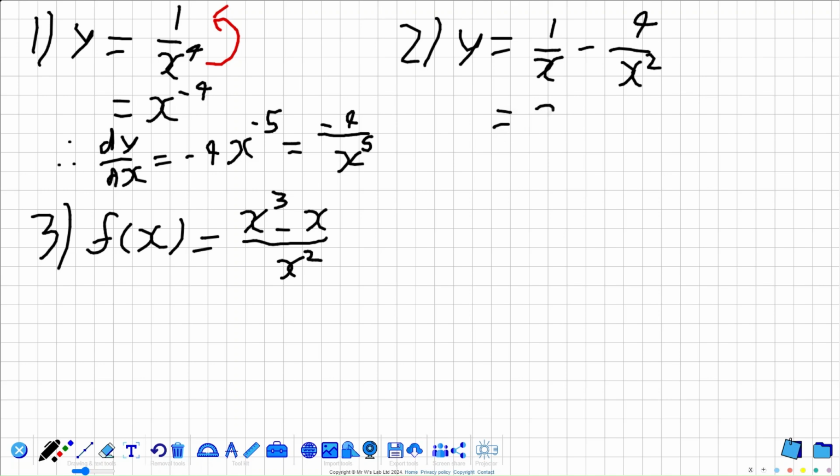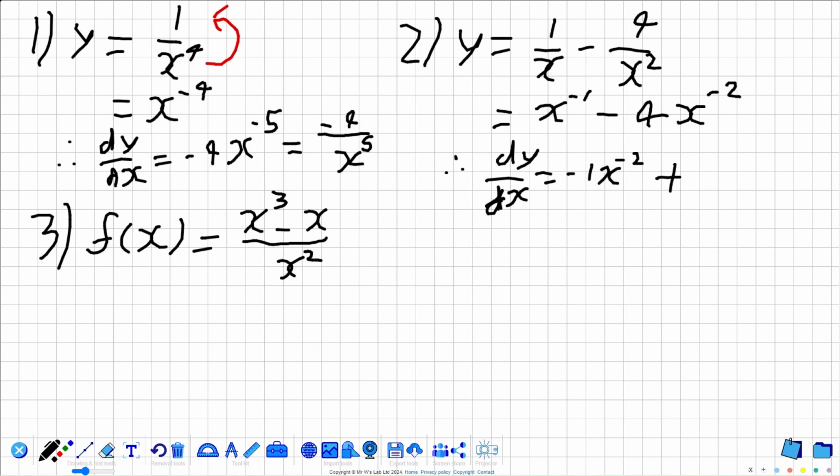So we can say this equals x to the power of negative 1 minus 4x to the power of negative 2. So therefore, dy over dx equals negative 1 x to the power of negative 2. And then we can say plus, because the two minuses there will make a positive, plus 8, because 4 times 2, x to the power of negative 3. And we know this will equal negative 1 over x squared plus 8 over x to the power of 3, like that.